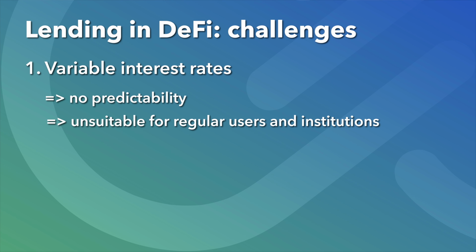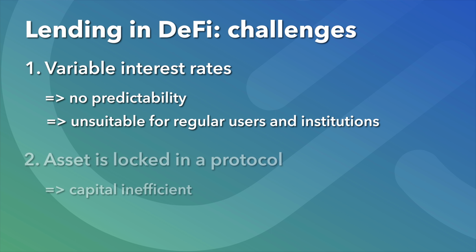Variable interest rates are not suitable for regular users and institutional players. They both want predictability. Moreover, this system is capital inefficient. You lock your asset into a protocol and cannot use it elsewhere until redemption. These two problems together constitute a major flaw of the current DeFi lending and prevent its more widespread use.